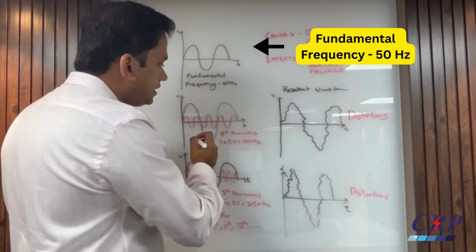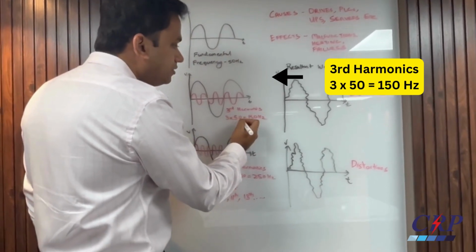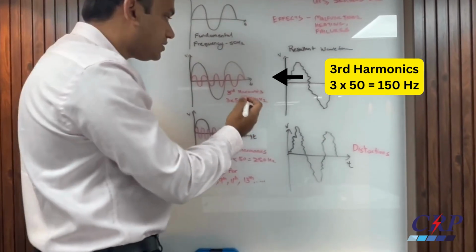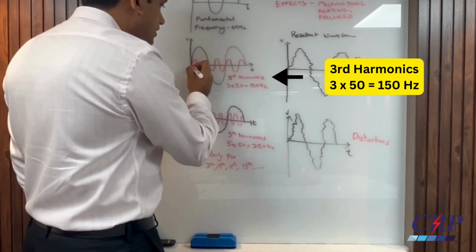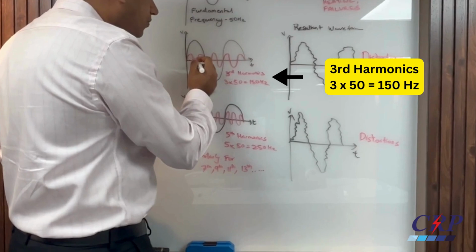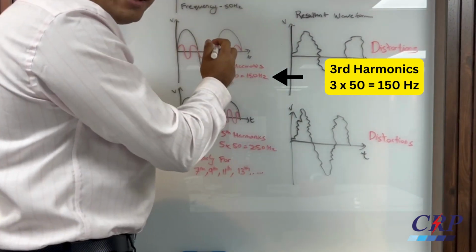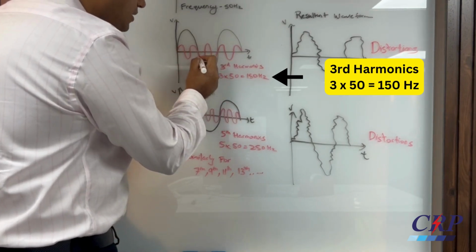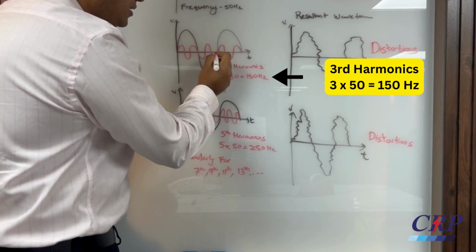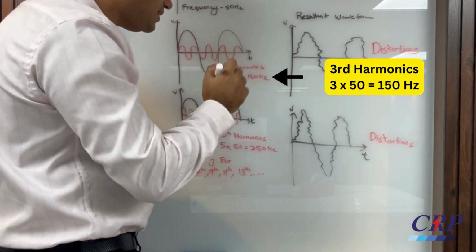Now let us see what the third harmonic is. The third harmonic will be 3 into 50, that is 150 Hertz. What 150 Hertz means is that this third harmonic waveform will cycle 3 times in one fundamental wavelength. If you see, this is the first cycle, this is the second cycle, and this is the third cycle. It cycles 3 times in one fundamental frequency cycle.